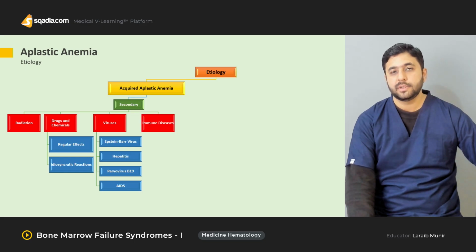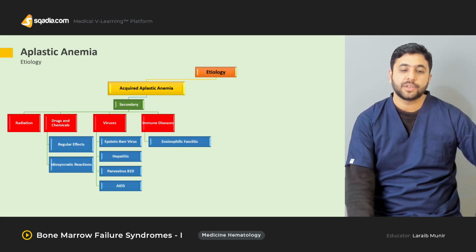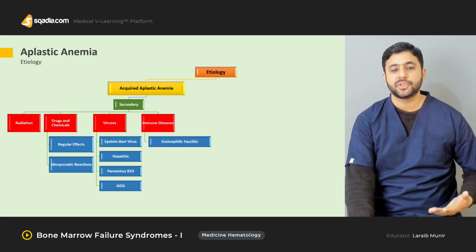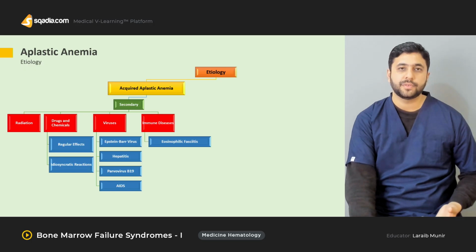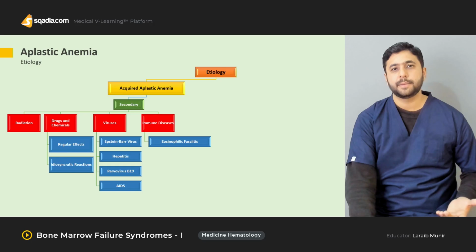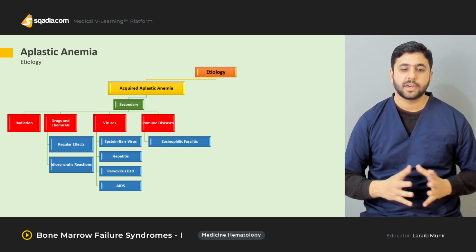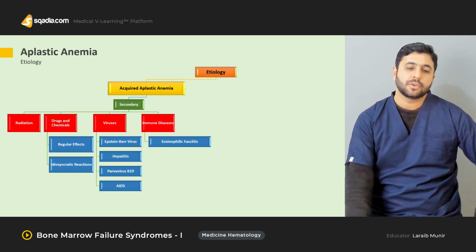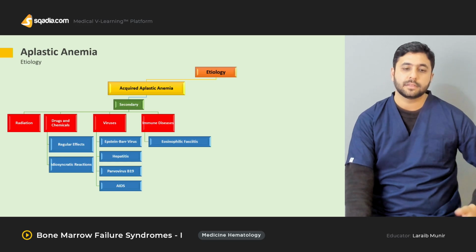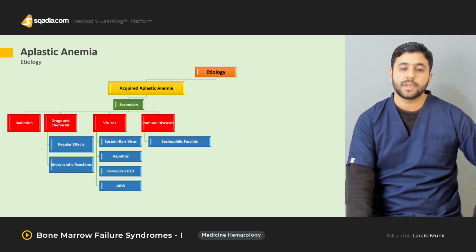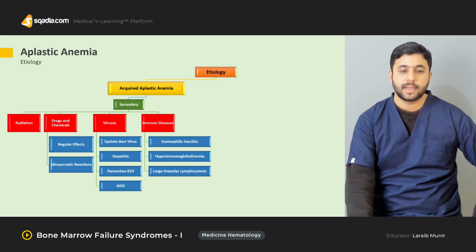Now, certain types of immune diseases can secondarily lead to aplastic anemia. The important ones are eosinophilic fasciitis. It is a rare disorder in which there is inflammation of the underlying fascia because of certain allergic reactions or various types of eosinophils that affect this underlying fascia. It is not very common in normal practice, but you should be familiar with the term eosinophilic fasciitis causing aplastic anemia. Certain types of hyperimmunoglobulinemia, for example, hyper IgM or IgG, can cause aplastic anemia.